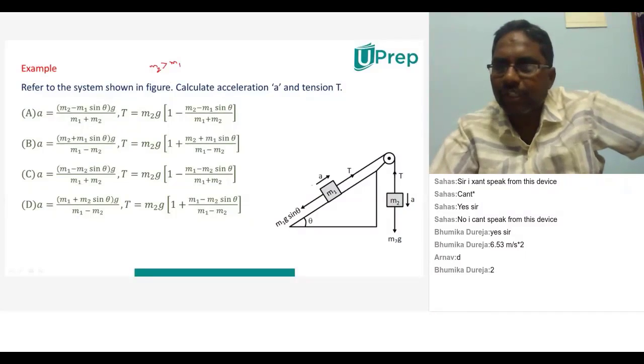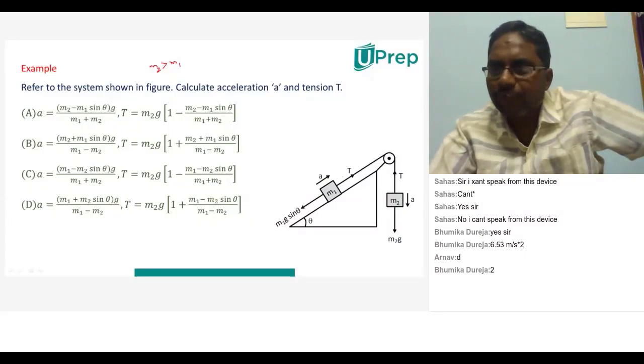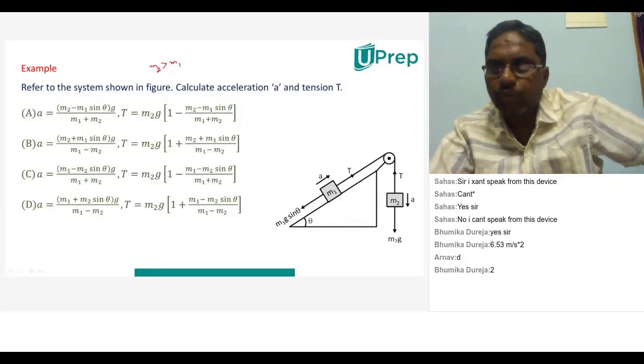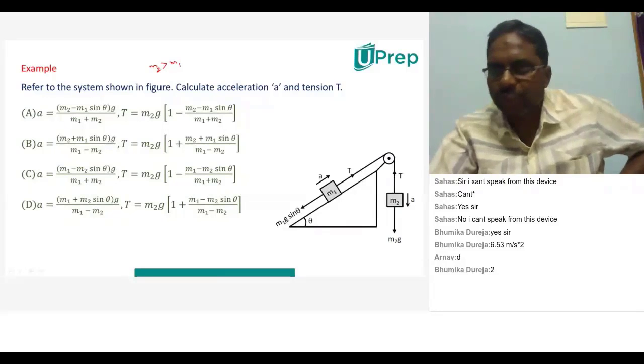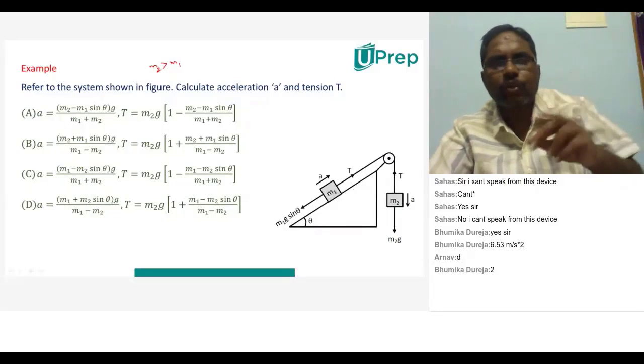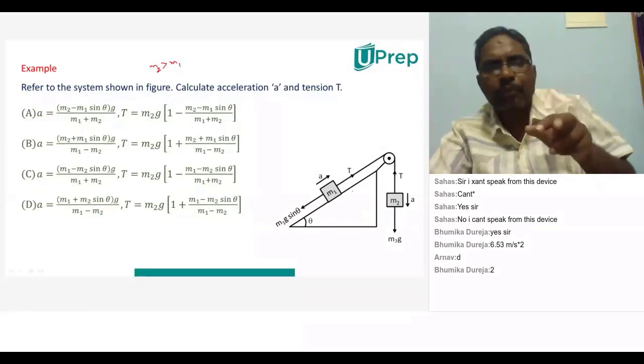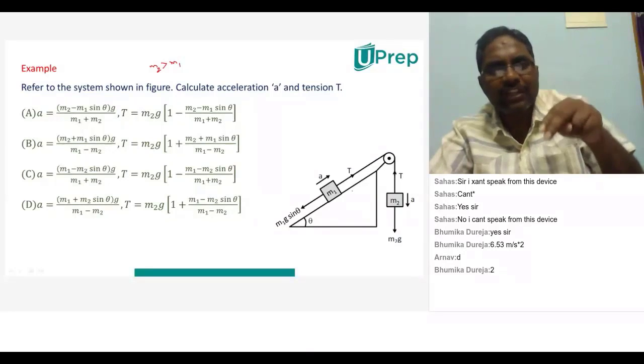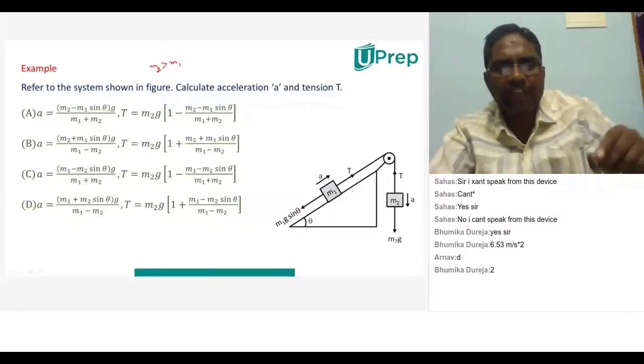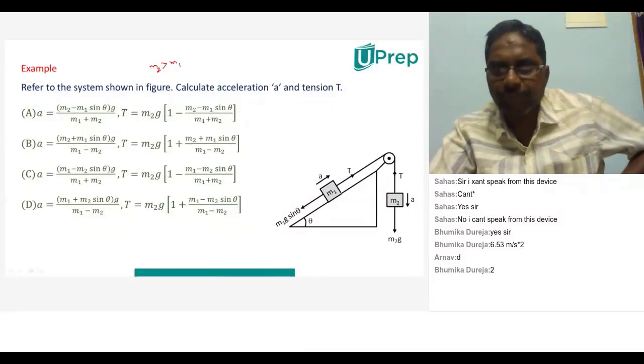Now observe carefully. On M2, how many forces are acting in the diagram? Two forces are acting. So let me write two equations here, and after that you have to add them to get the A value, and divide them to get the T value, and then you have to say the answer. Okay.